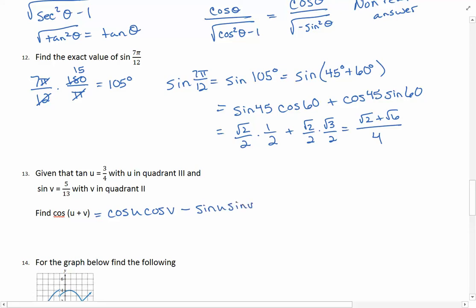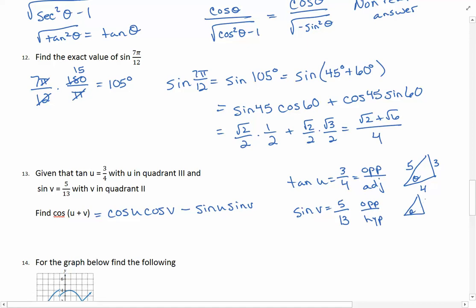So what we can do then is say the tangent of u is equal to 3/4. So tangent is opposite over adjacent. And so if you have a right triangle, you've got the opposite is 3, the adjacent is 4, so that's going to be 5. And then the sine of v is equal to 5/13, which is opposite over hypotenuse. So we've got angle theta, this is 5 and this is 13. And that's 169 minus 25, which is 144, so that's going to be 12.